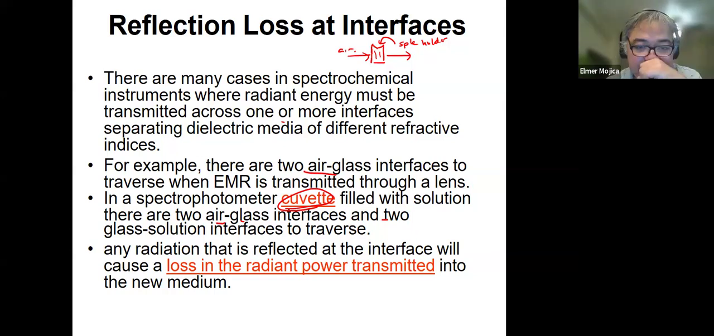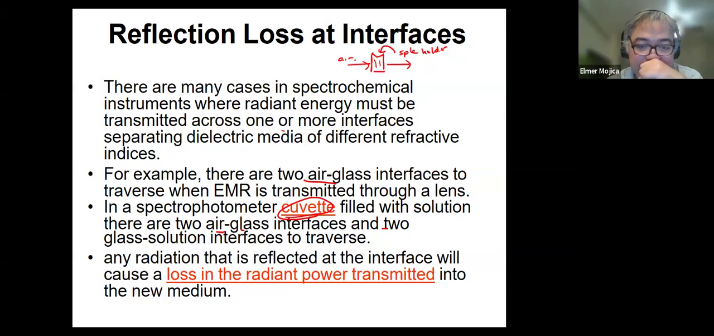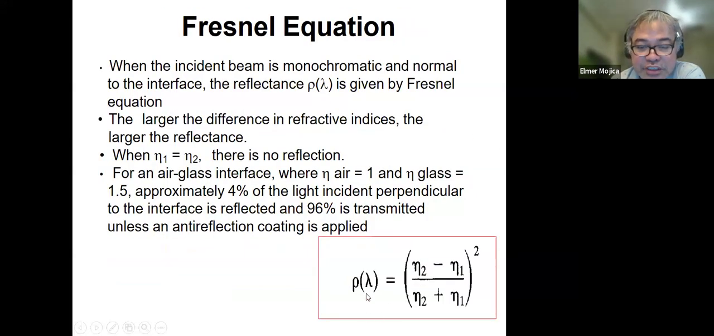Okay, so how do you consider the effect on this one? How do you consider these losses of reflection at the so-called interfaces? Okay, because if we have your setup, you're going to have radiation that is reflected at the interface, and this will cause a loss in the radiant power. Now, if the incident beam is monochromatic and normal to the interface, the reflectance is going to be given by this equation.